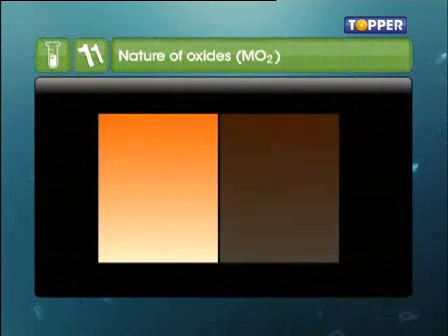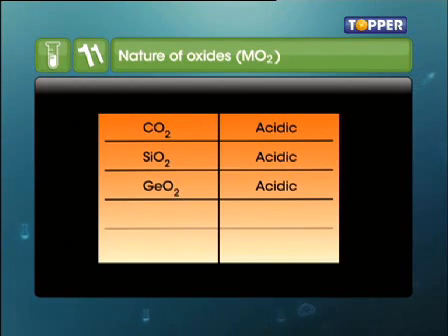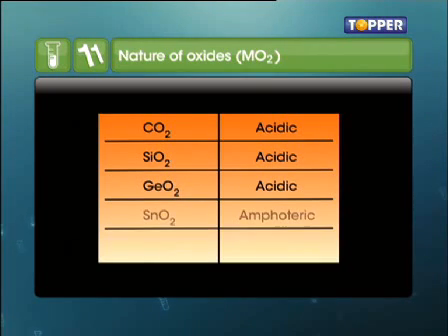Okay, we now have a caller who wants to clear a doubt. Hello sir, my name is Saumil and I want to know, are the dioxides formed by group 14 elements acidic or basic? Well, I would say it depends. Let me make it clearer. Carbon dioxide, silicon dioxide and germanium dioxide are acidic, whereas dioxides of tin and lead are amphoteric.